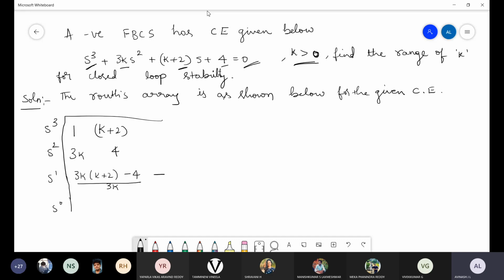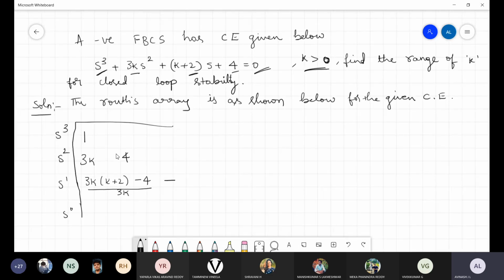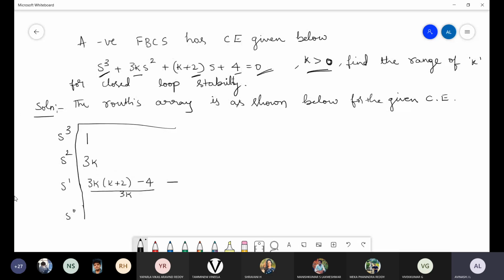So how do you do this one? It will come like this. I'll write this somewhat far so that you can understand very easily. Here k plus 2, and here it is 4. So how did you get this one? 3k into k plus 2 minus 1 into 4, divided by 3k. Later there is nothing to multiply, so you put the dash mark here.